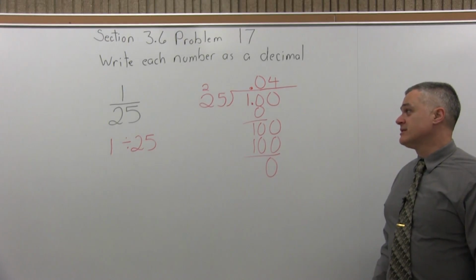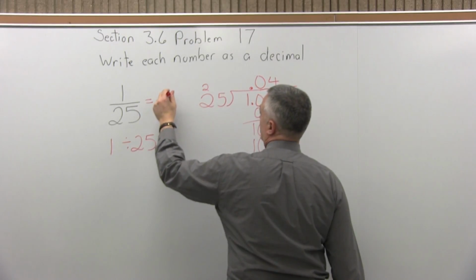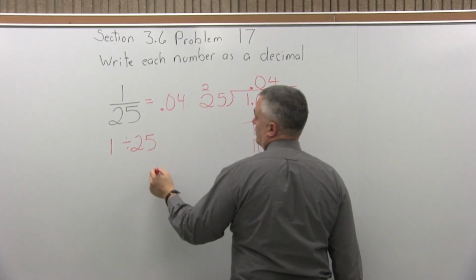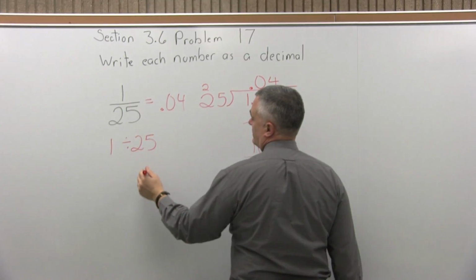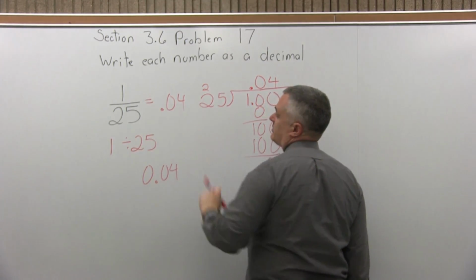So the answer is 0.04. So 1/25 as a decimal is 0.04. And with all of these, if you don't have a number in front, you can write a 0 in front of the decimal point, 0.04, if you like. Or you can just write .04.